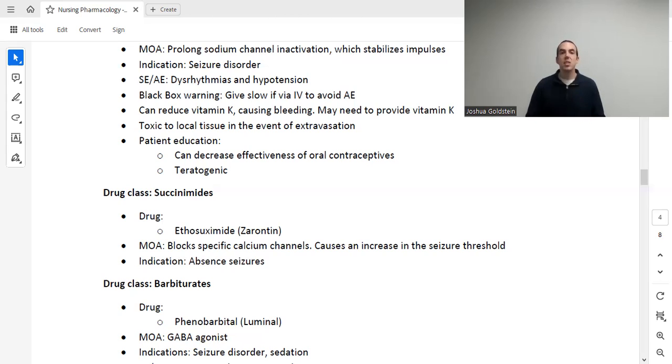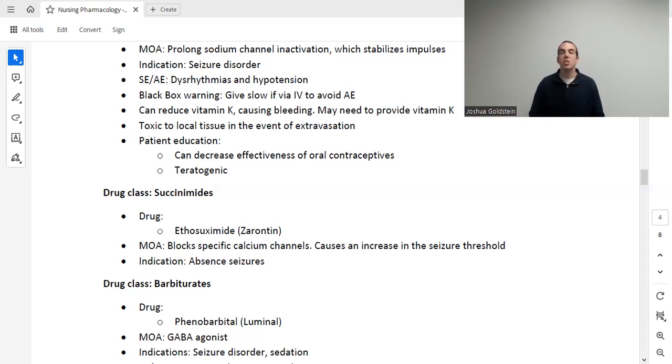Continuing with our drugs that are used for seizure disorder, we have barbiturates. A drug here is phenobarbital. This medication, just like benzos, is a pure GABA agonist. It increases the effects of GABA. Again, GABA is gamma-aminobutyric acid, and that is the brakes of the brain, also known as an inhibitory neurotransmitter.